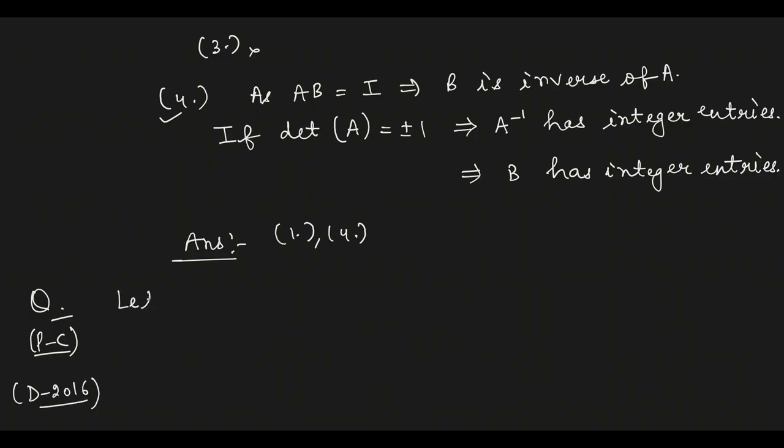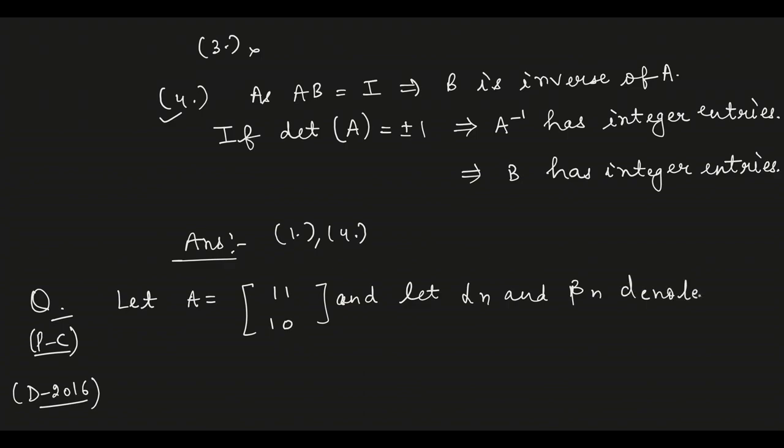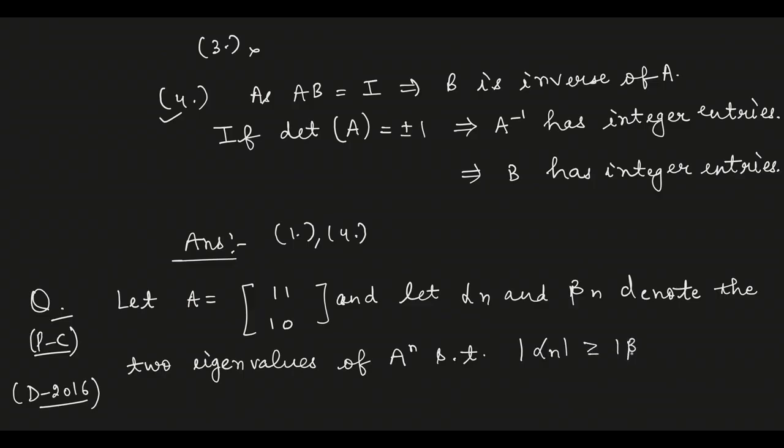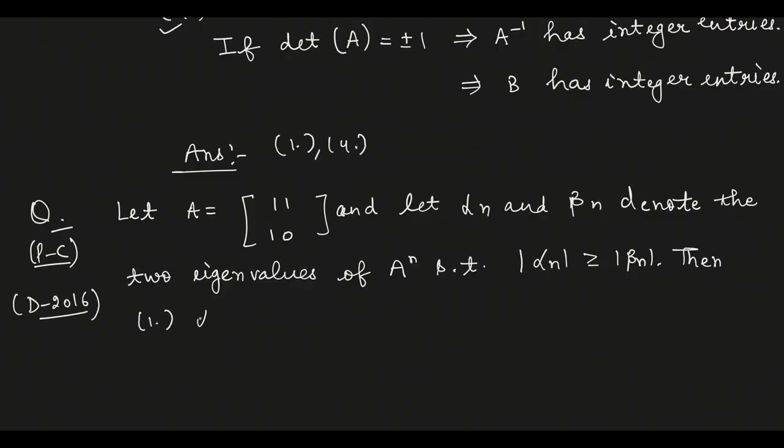Let A = [[1,1],[1,0]], and let alpha n and beta n denote the two eigenvalues of A^n such that mod of alpha n is greater than or equal to mod of beta n. Then alpha n tends to infinity as n tends to infinity.